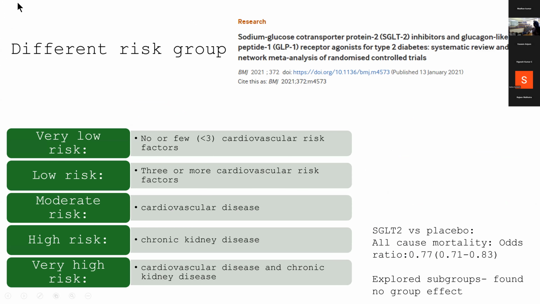Sometimes when you're doing a study, you might find that as a clinician, you're actually interested in prognostic factors. The same intervention might act differently if you have different baseline risks.